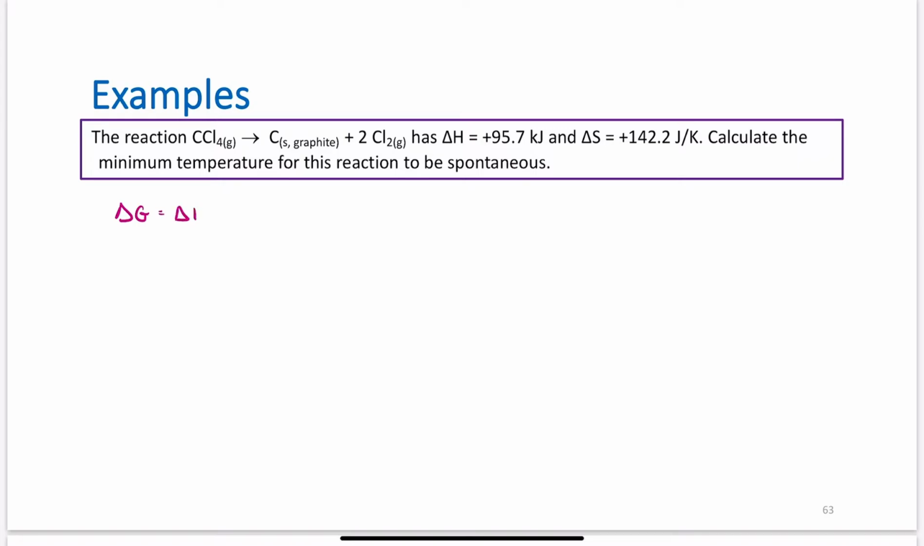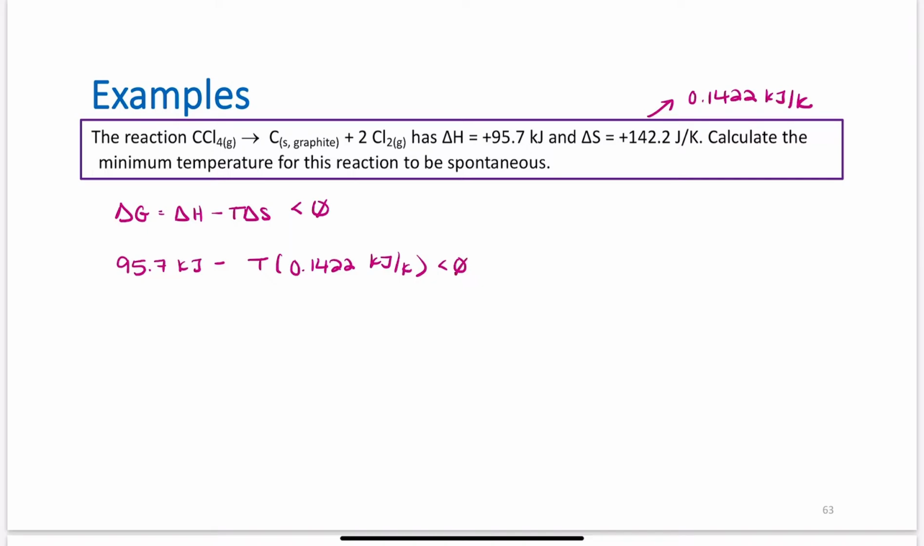We know delta G is equal to delta H minus T delta S, and we know delta G must be less than 0 for it to be spontaneous. Plug in our values. Delta H is 95.7 kilojoules minus the temperature we're trying to solve for, and S, I need to convert this to kilojoules or convert delta H to joules, whichever one you prefer to do. I prefer to convert this to kilojoules. 0.1422 kilojoules per Kelvin. That is less than 0.